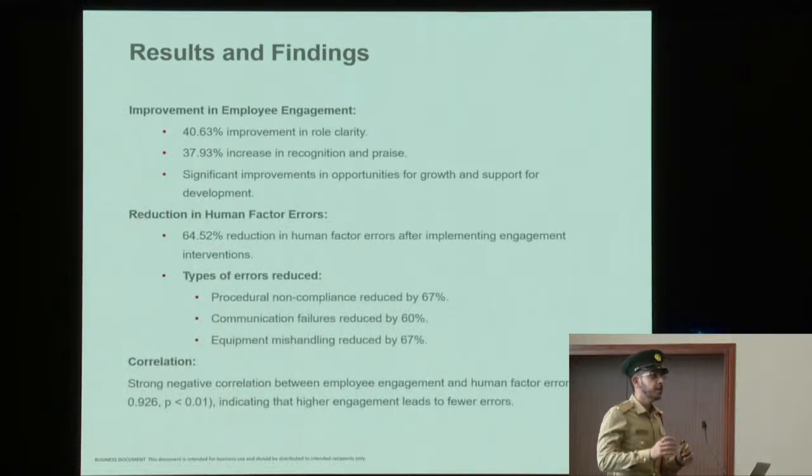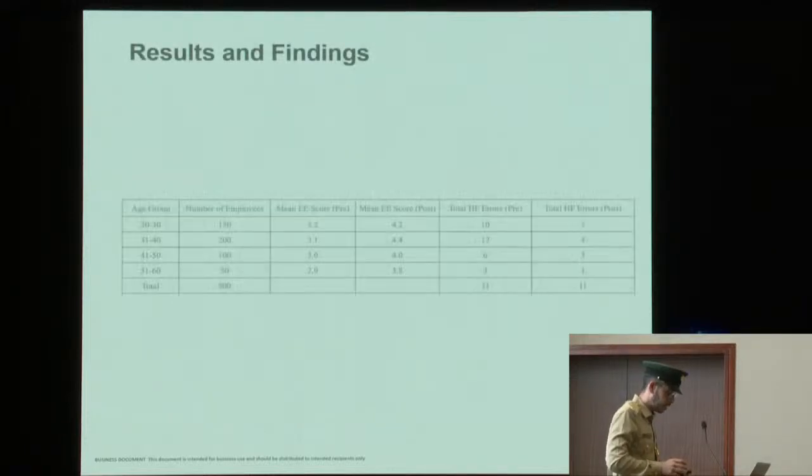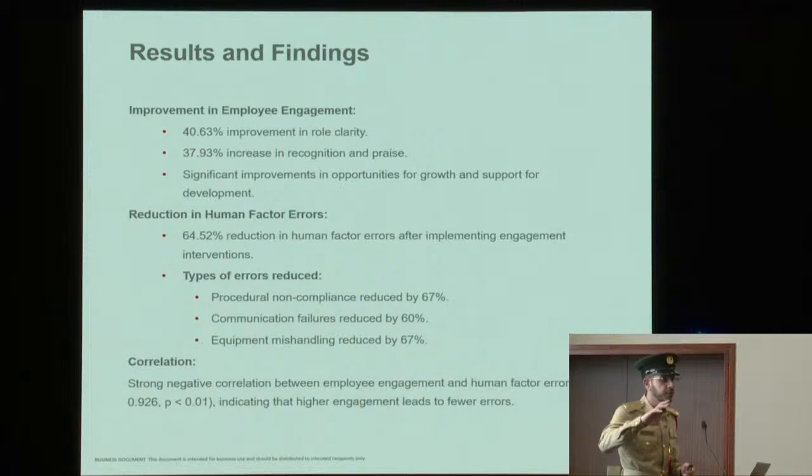So what we have seen is that we divided employees into different kinds of demographics. We divided them by age, experience, and workplace. And we have seen there was a positive relationship. There is a positive relationship between an engaged employee and reducing human factor errors. We did a couple of trial runs, but the difference is that we did the trial runs based on us.